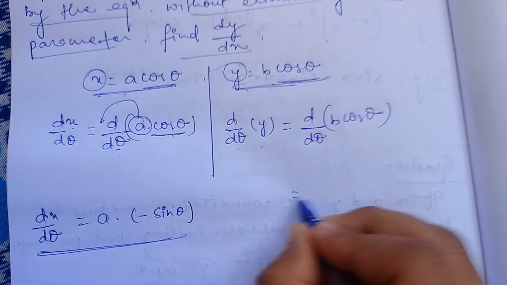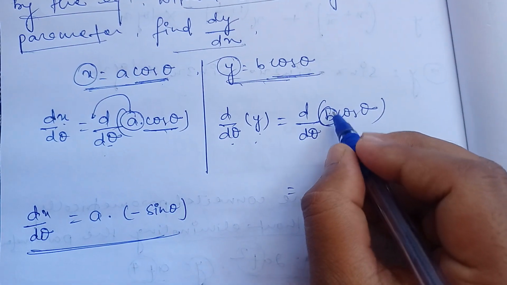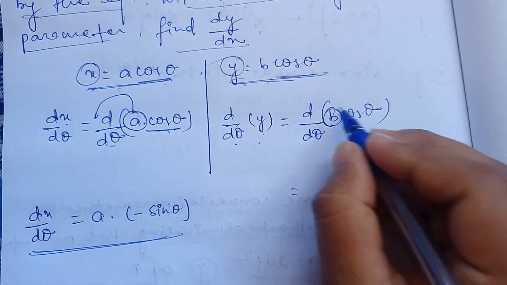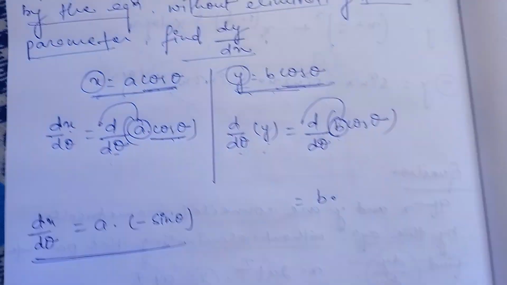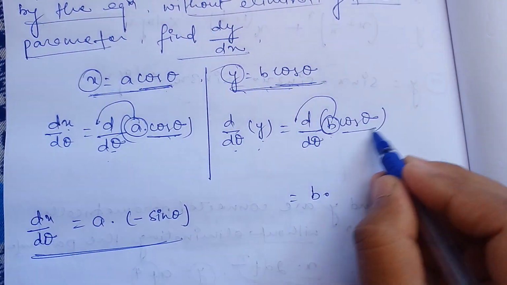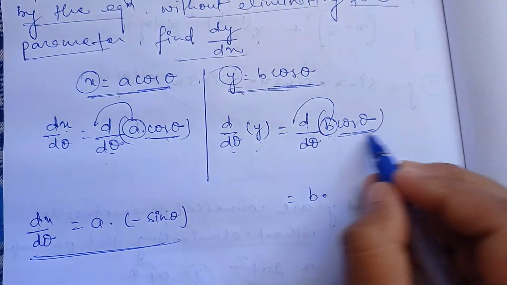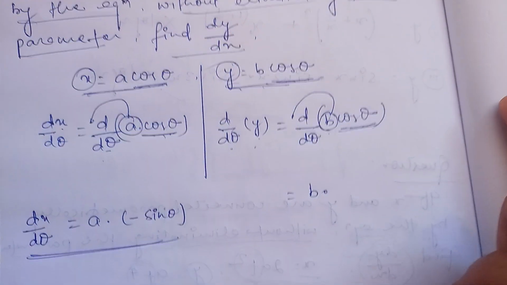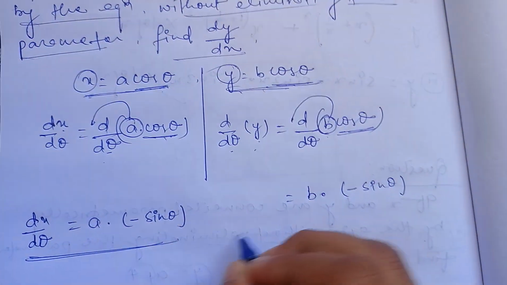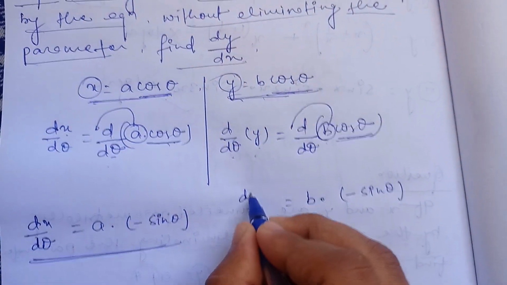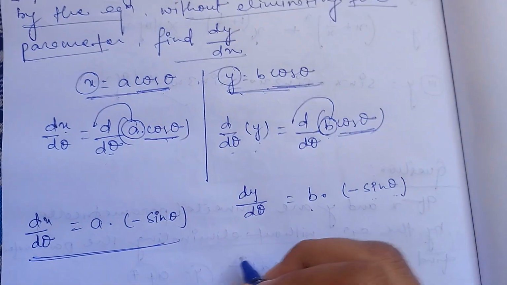Now for y, we know b is also a constant value, so b will go outside, b into the derivative of cos theta, which is minus sin theta. So the derivative of y with respect to theta is b into minus sin theta.